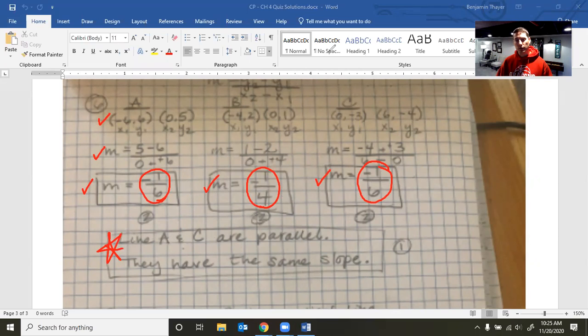You have to demonstrate how you know the slope. You can't just write down the slope is this without explaining how you got it.